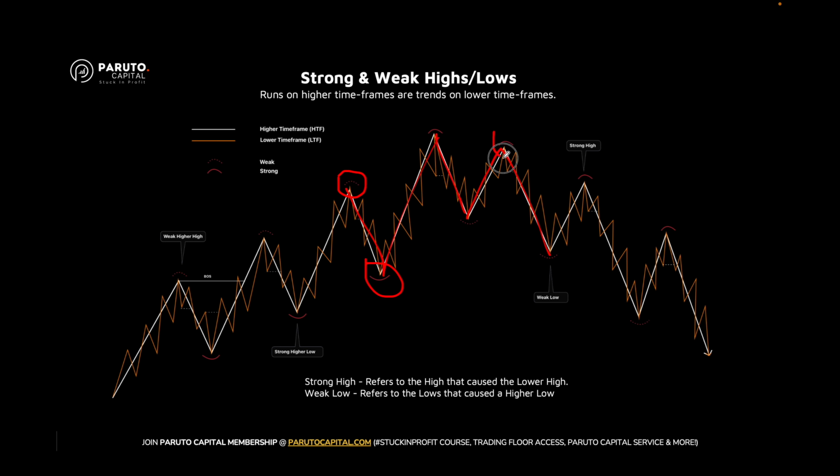Now this becomes a strong high because it took out this low, right? A change of character. So this was the high that took out this low, so this becomes a strong high, and then this becomes a weak low, and then it continues like that, pulls back again and then breaks structure. This becomes a strong high, lower high, and then this becomes a weak low because this strong high took it out, so that becomes a weak low, and then it continues like that, right?